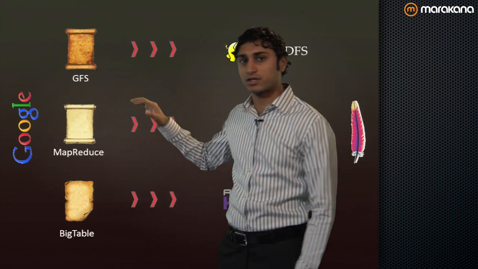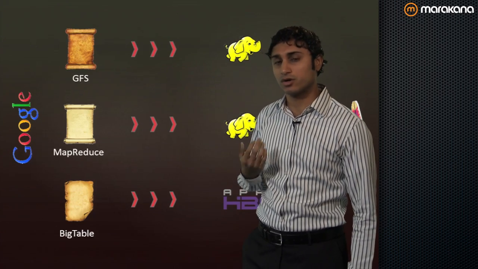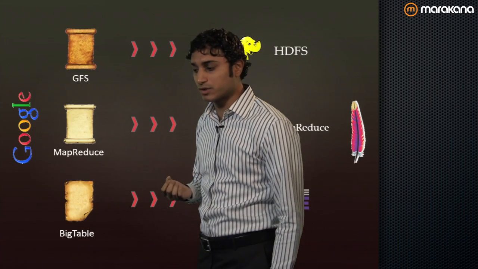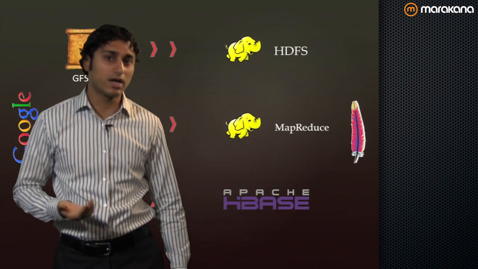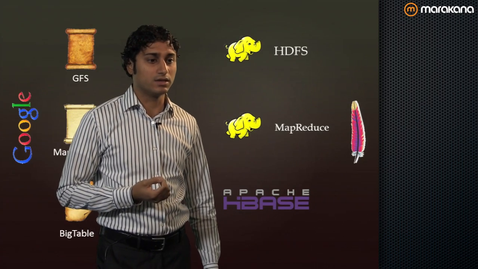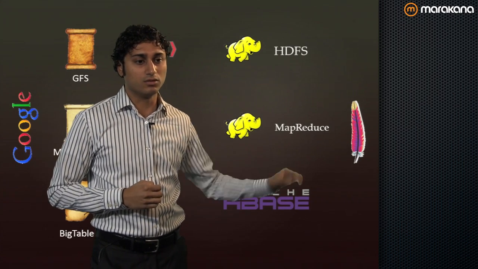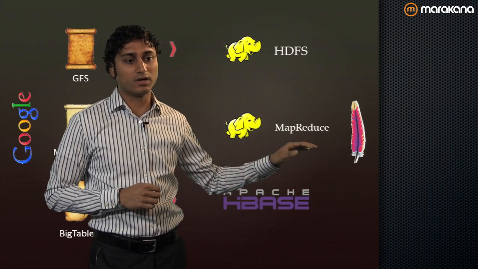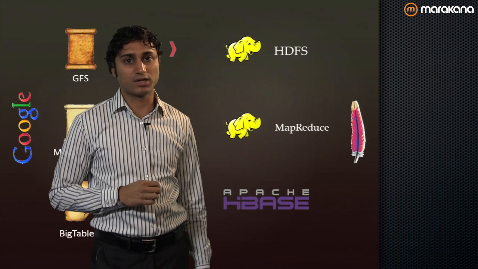Google released the white papers with the architecture of how these projects work, but no code was released. So it was up to a lot of the engineers at Yahoo and now many other companies who created these Java-based Apache projects.